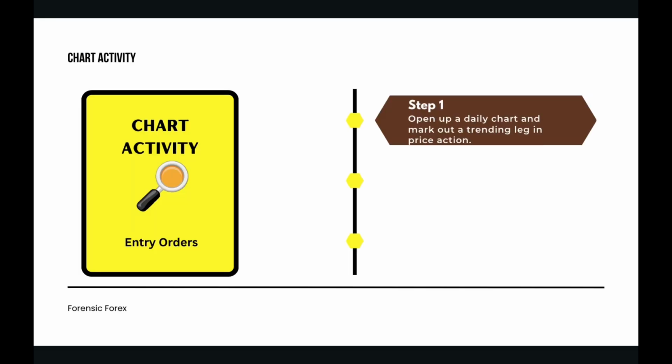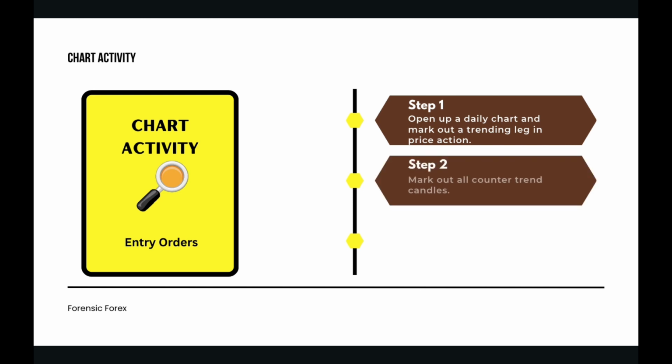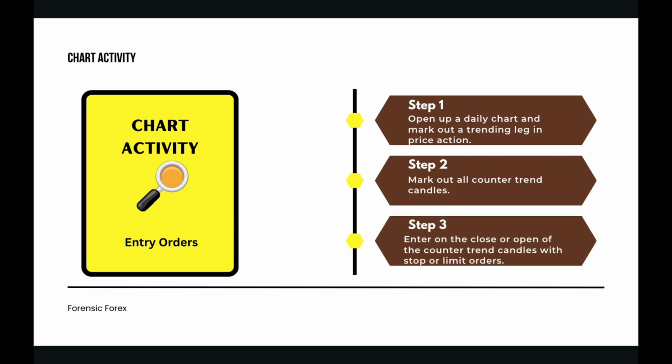Step 1, open up the daily chart and mark out the trending leg in price action. Step 2, mark out all counter trend candles. Step 3, enter on the close or open of the counter trend candles with stop or limit orders. Let's take a look at what that looks like.